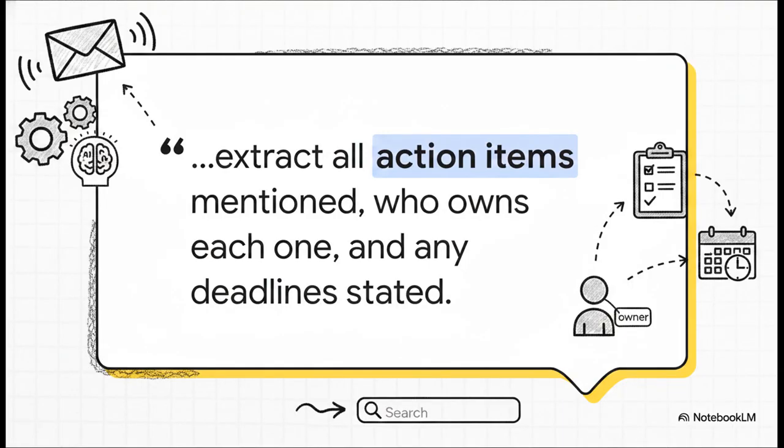Instead of doing the dreaded endless scroll, you just open claude.ai and type in this single prompt. Search my Gmail for the thread with subject Q3 campaign launch and extract all action items mentioned, who owns each one, and any deadline stated. You aren't hunting for information anymore. You're simply asking the AI to cut through all that noise and read the chaos for you.